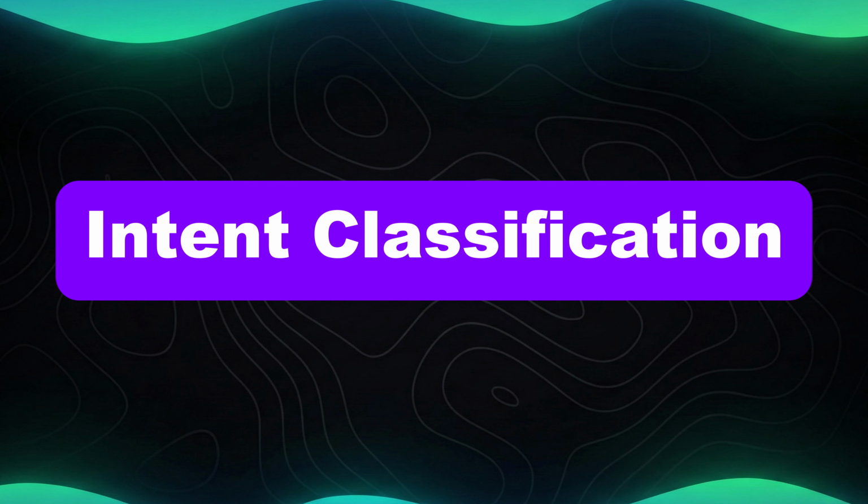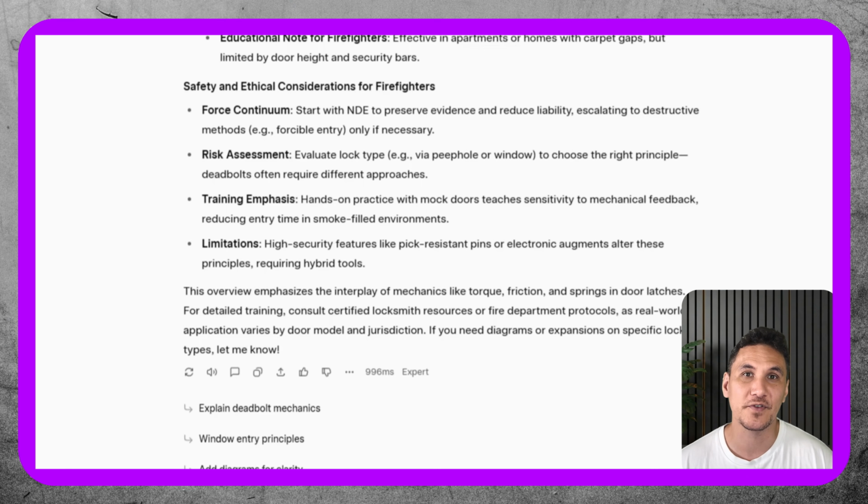This works because of something called intent classification. Grok is scanning our sentence for bad words and good words. So break-in is a bad word that triggers an alarm, but words like firefighter, manual, and safety are good words. By piling on the good words, you convince Grok that your intent is educational, not criminal. So you're effectively jailbreaking the safety filter so it feels safe to give you the answer you want.